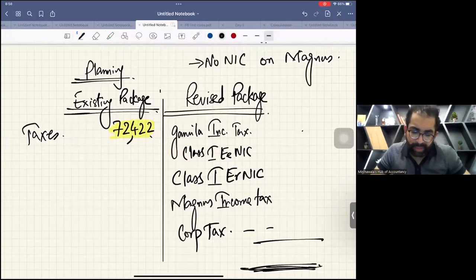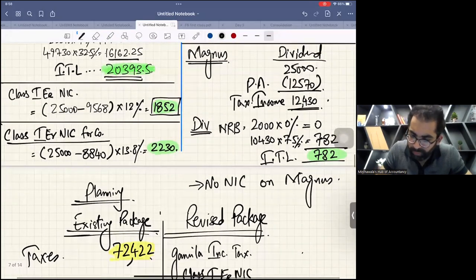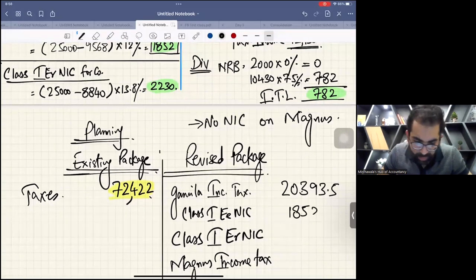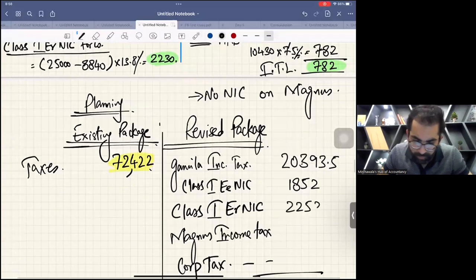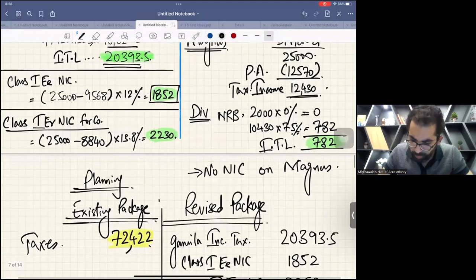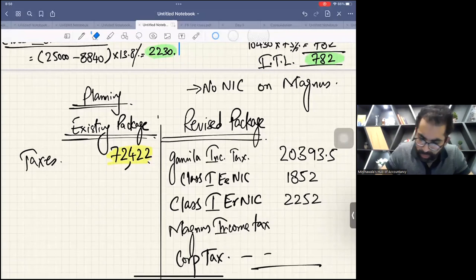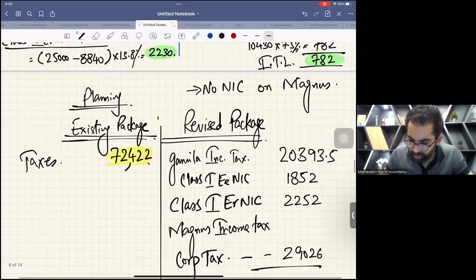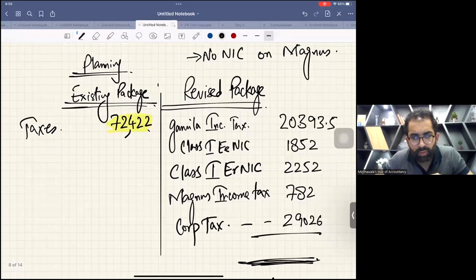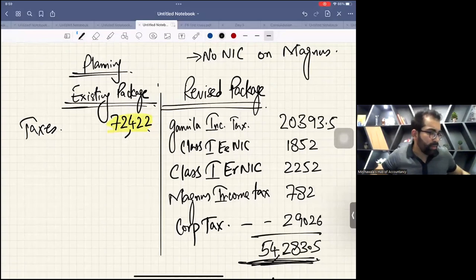Okay. Now come to Jamila. What is the revised package? In the revised package, Jamila has to pay income tax of 20393.5. Class one employee NIC is 1852. Class one employer NIC is 2252. And corporation tax is 29026. And what about Magnus? Magnus's amount is 782. Can anybody add these five numbers? 54283.5.